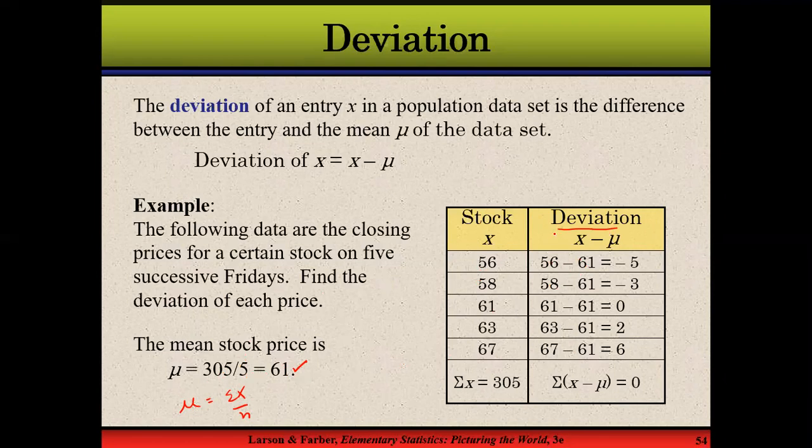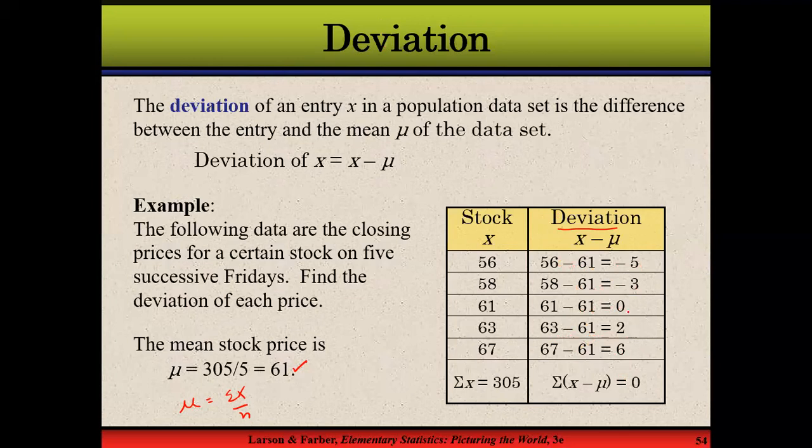Next, we're going to see the deviation. To find the deviation, we just deduct the mean from a value. So we deduct the mean from different values. For example, 56 minus 61 is minus 5. 58 minus 61 is equal to minus 3. 61 minus 61 is equal to 0. 63 minus 61 is equal to 2, and 67 minus 61 is equal to 6.